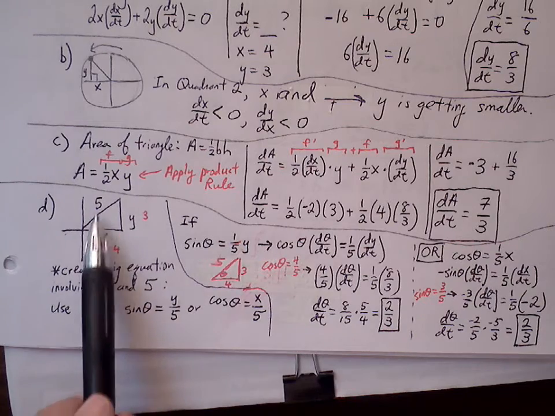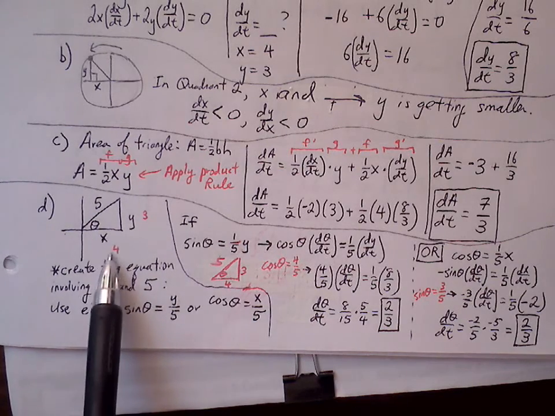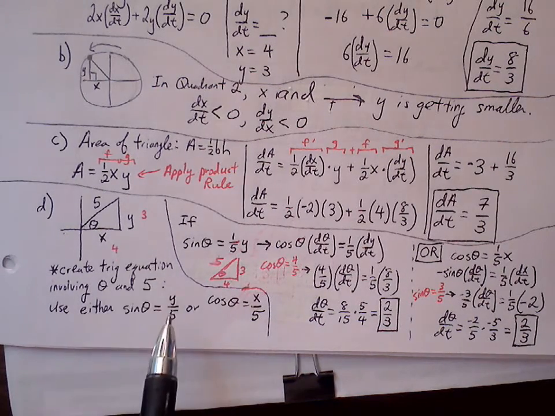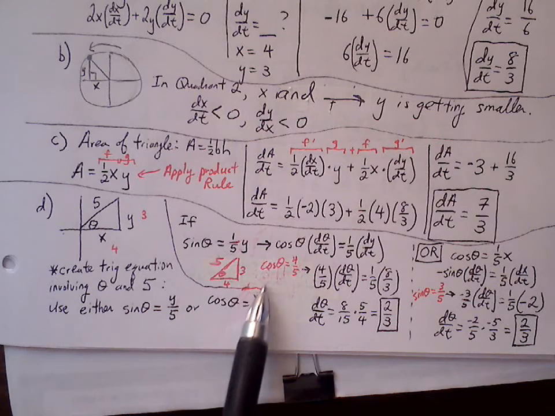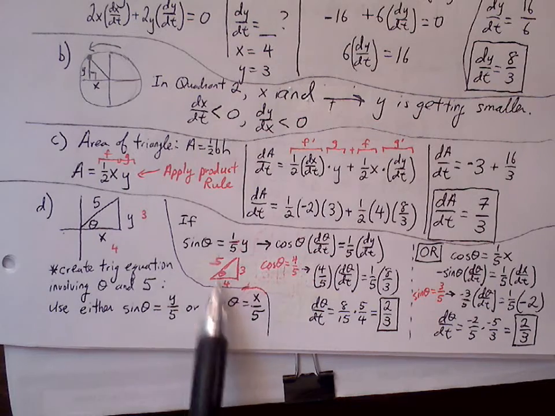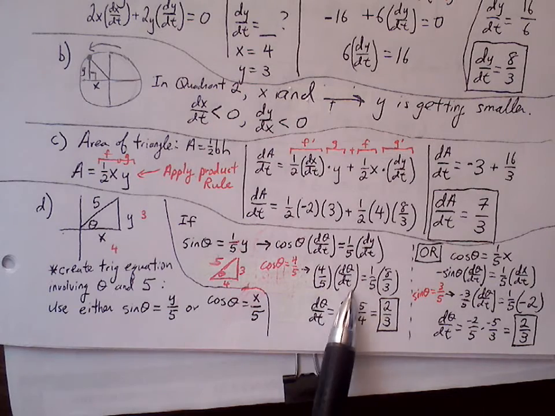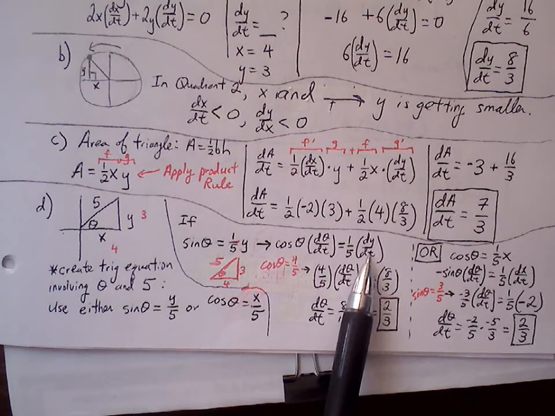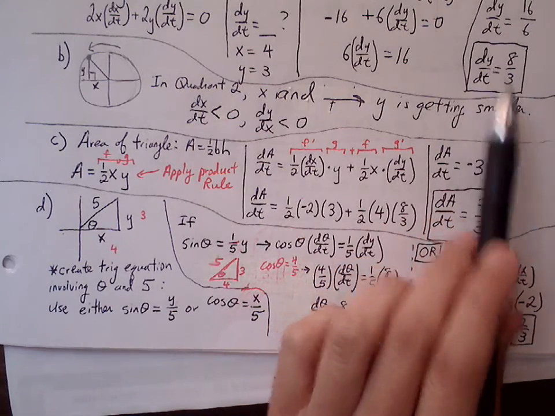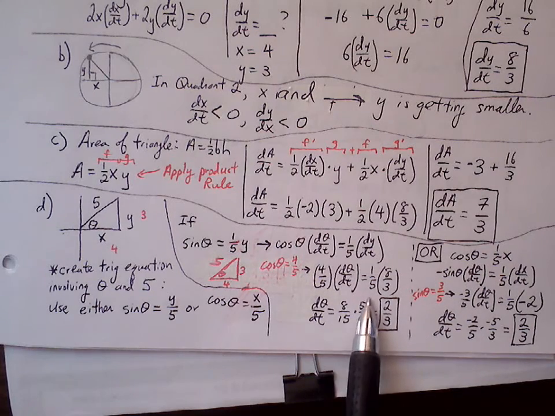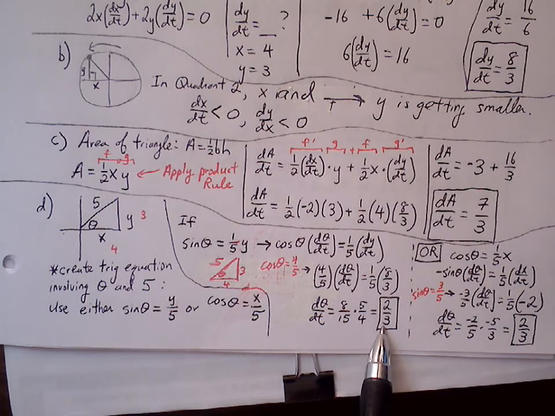So at this moment in time, when the hypotenuse is 5, we know x is 4 and y is 3. So we can create a trig ratio there. Cosine of theta is adjacent over hypotenuse, so 4/5. So we'll replace cosine theta with 4/5. And then we can replace dy/dt with 8/3. That's still something we can bring down from part A. And that leaves us with the only variable missing being d theta/dt. We divide the 4/5 over, which is the same thing as multiplying by 5/4. Multiply that through, we get 2/3.